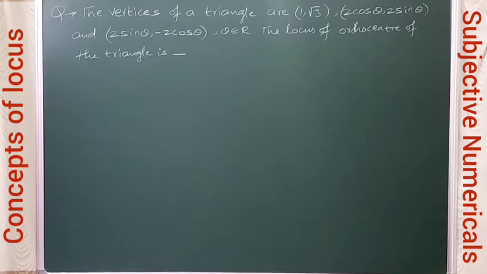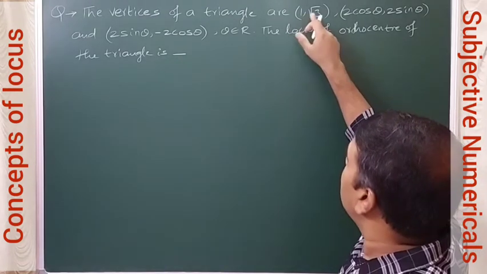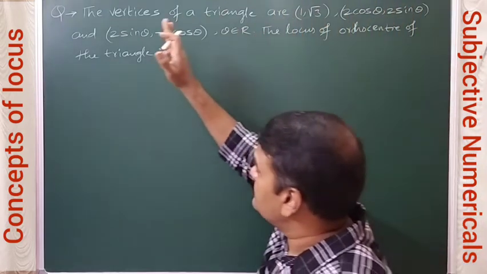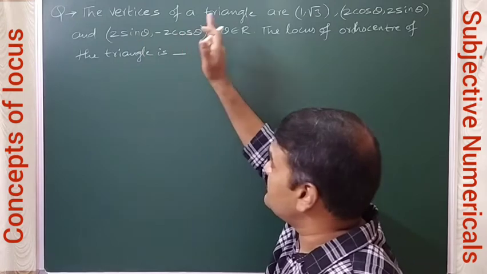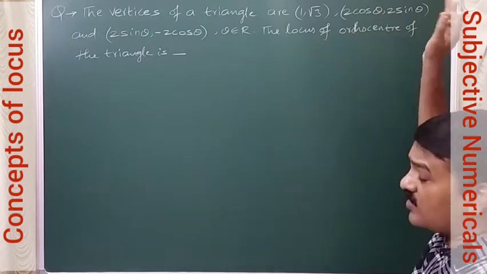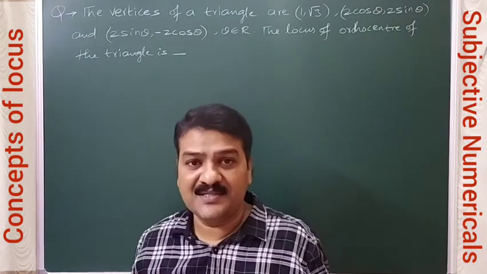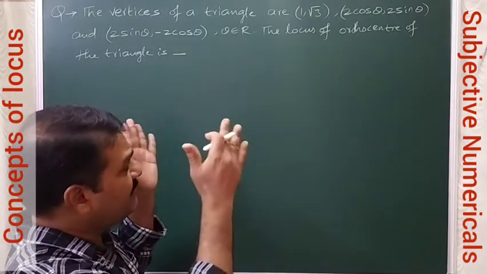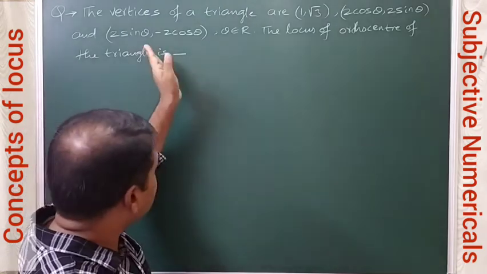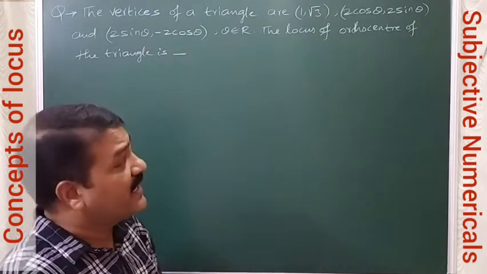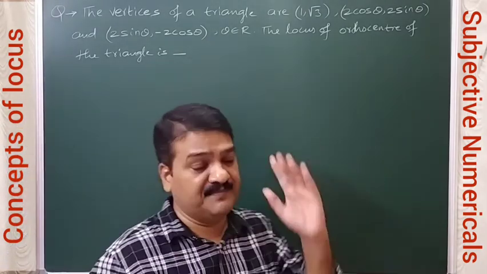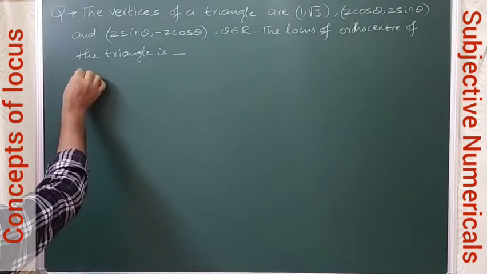So the vertices of a triangle are 1 comma root 3, 2 cos theta comma 2 sin theta, and 2 sin theta comma minus 2 cos theta. 3 vertices of a triangle are given. Locus of orthocenter of the triangle is required. So basically we have to understand that when we check all the vertices carefully, every vertex is equidistant from the origin. Okay, so let us check that.